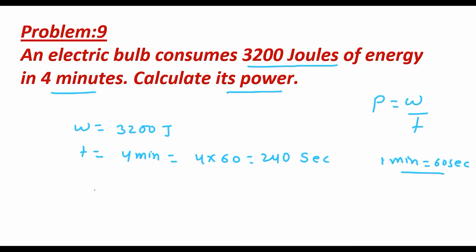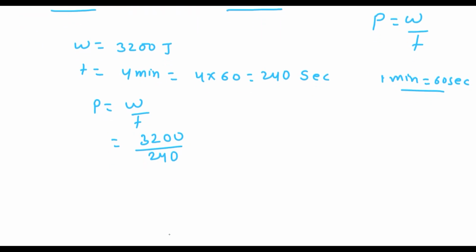Yes, we have to find power. So power is given by work done upon time, and work done means 3200 and time is given 240. Just calculate it. 0 cancels 0. If you calculate 3200 divided by 240, it becomes 13.33. And the unit of power is watt. This is the required power.